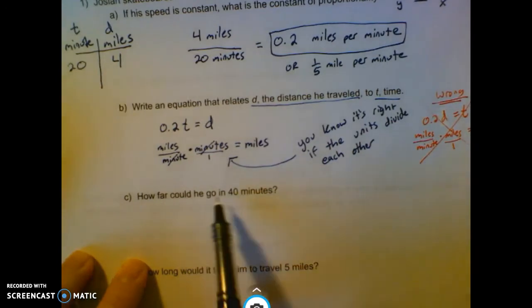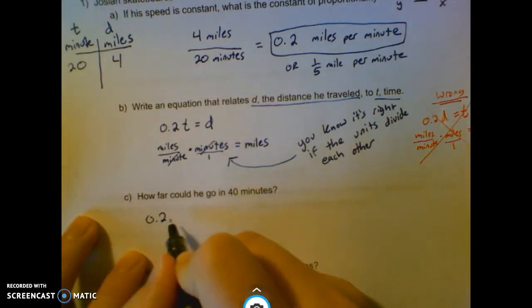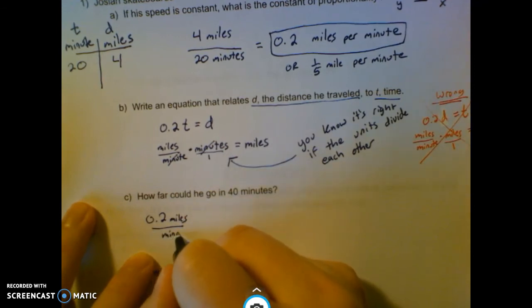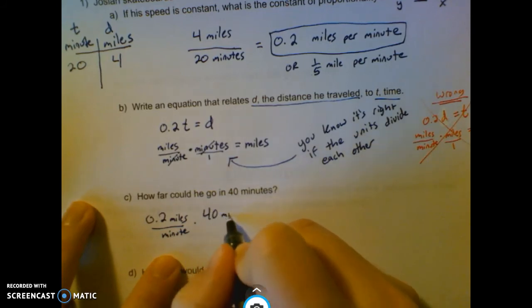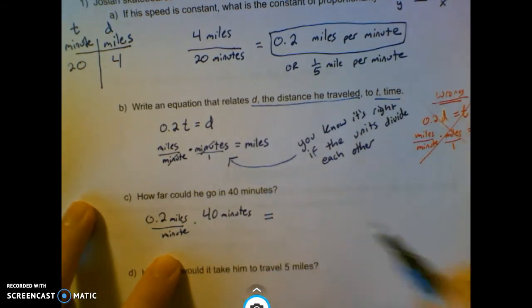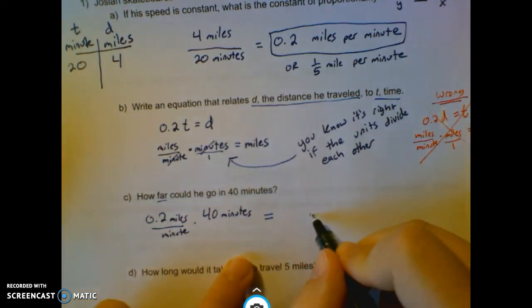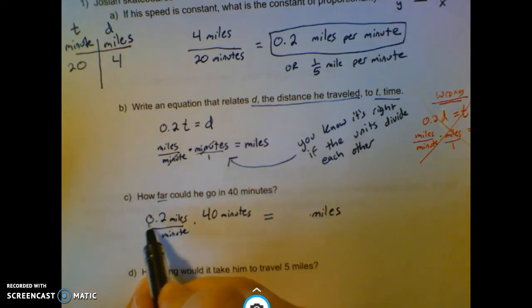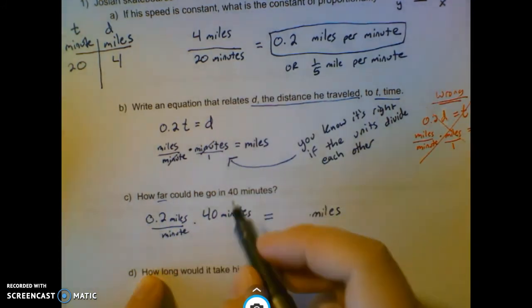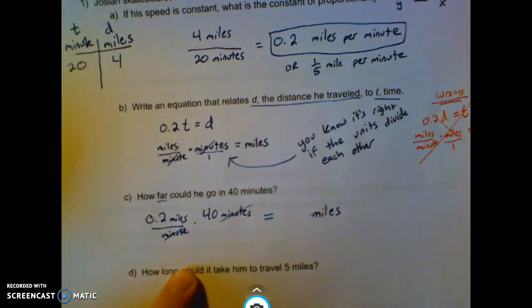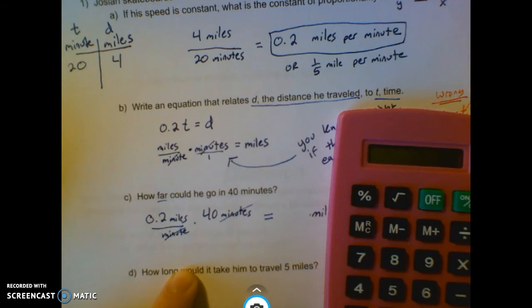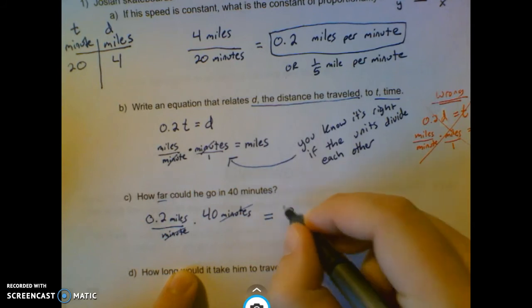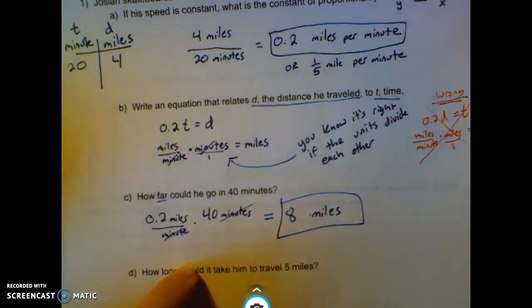So here, how far could he go in 40 minutes? So 0.2 miles per minute times 40 minutes equals how far he could go, so some number of miles. So this makes sense. 0.2 miles per minute times 40 minutes, that is going to give me how many miles? So 0.2 times 40, 8 miles.